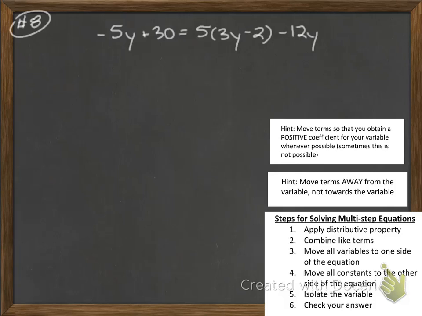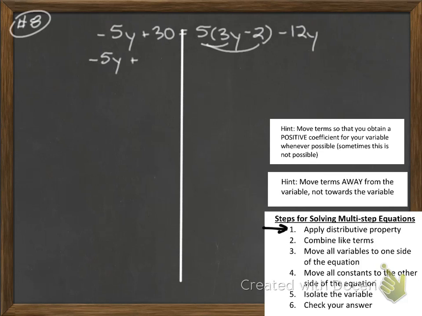Hi everyone! This is the third video of multi-step equations, and once again we're going to use our steps to get through this equation. So the first step, as you know, is to apply the distributive property. So we can do that here. I'm also going to draw that vertical line through my equal sign to keep the two sides of my equation straight, like so. So it's negative 5y plus 30 equals 5 times 3 is 15, so we get 15y.